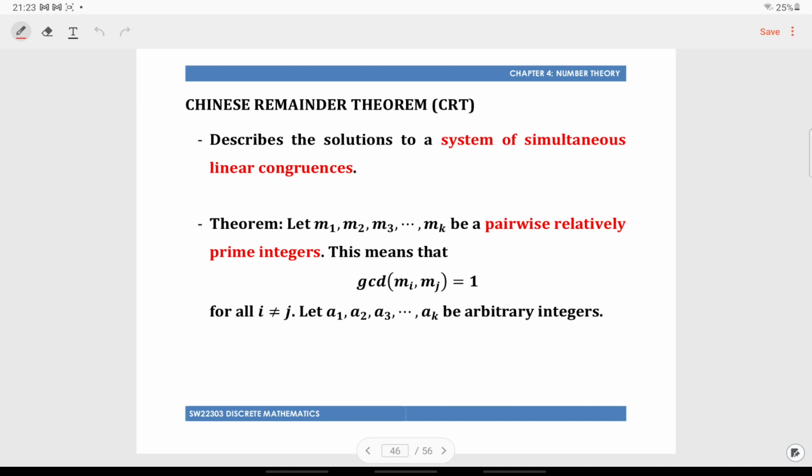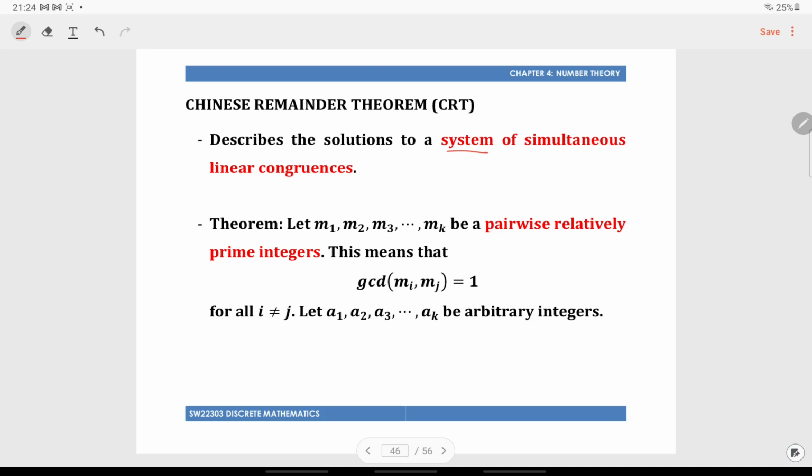Okay, I know all of you know about simultaneous equations, right? So we have 2 or 3 equations, and your task is to find the solutions for those equations. For congruences, it is just the same case. We are given more than one congruence relation. So our task is to solve that system. A system means there is more than one congruence relation.